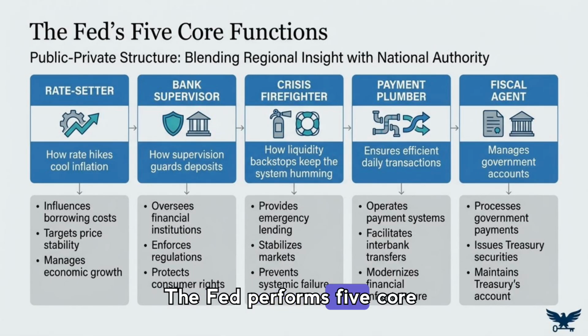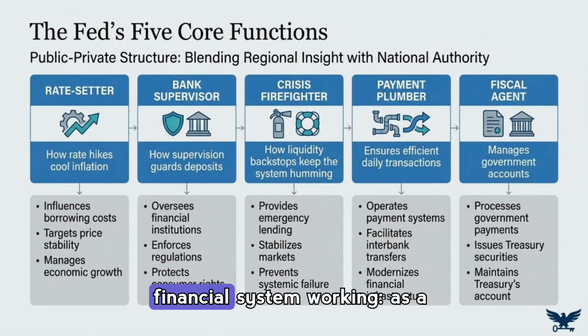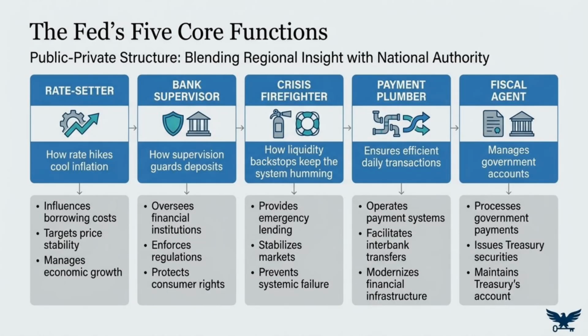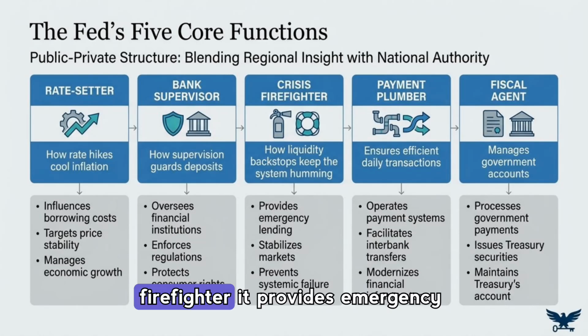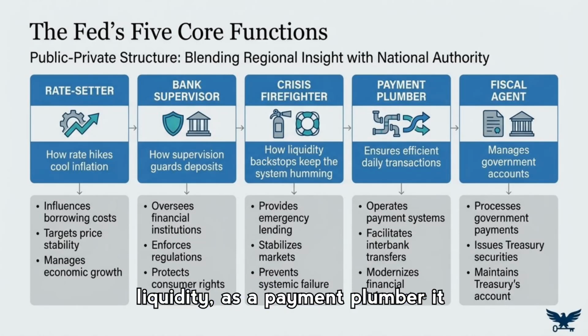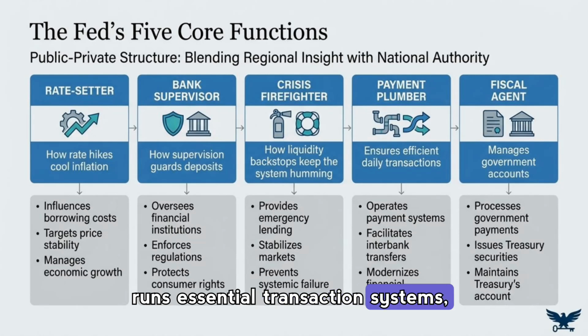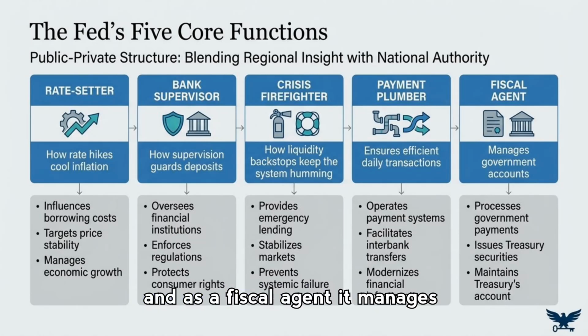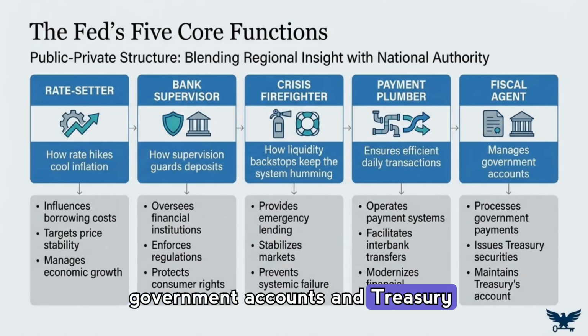The Fed performs 5 core functions that together keep the financial system working. As a rate setter, it influences borrowing costs and inflation. As a bank supervisor, it enforces rules and guards deposits. As a crisis firefighter, it provides emergency liquidity. As a payment plumber, it runs essential transaction systems. And as a fiscal agent, it manages government accounts and Treasury securities.